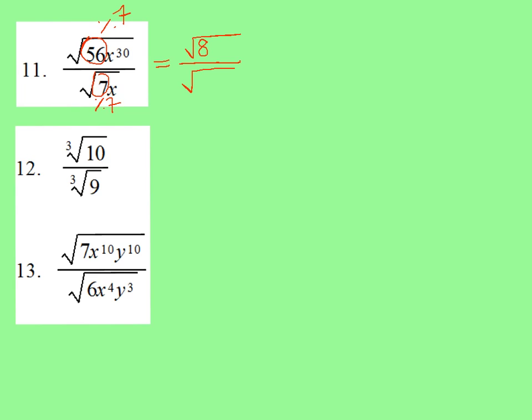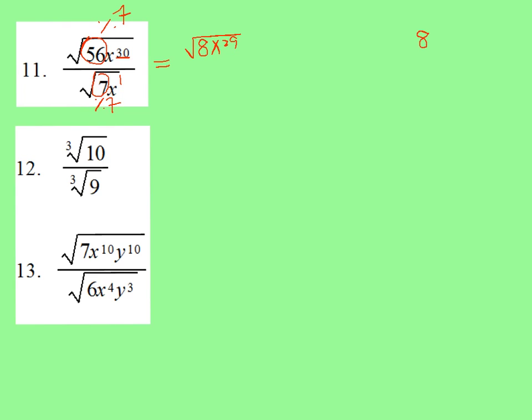And then on top I have 30 x's, and on bottom I have 1. Our rule for division is to subtract, so I'm left with x to the 29th on top, and no x's on bottom. So, in fact, I don't even need this radical in my denominator anymore. I don't have a denominator at all anymore. So I'm just left with this radical. So now, though, I need to simplify this radical.